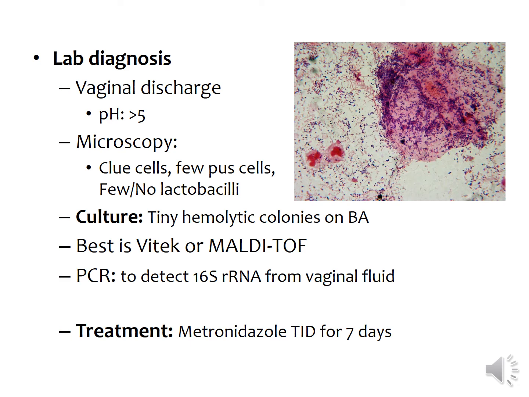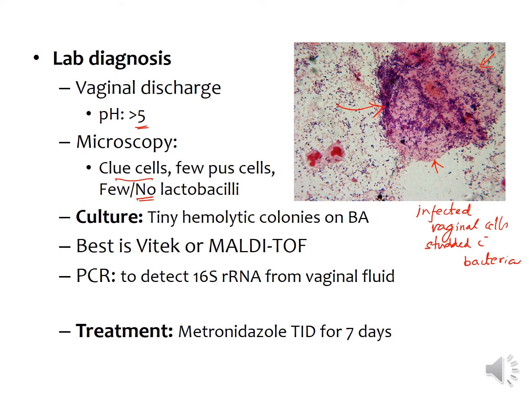The vaginal discharge is collected, and just like Trichomoniasis, here also the pH will be more than 5. On microscopy you can see clue cells. What are these clue cells? The infected vaginal epithelial cells studded with bacteria are known as clue cells. See, these are all clue cells. These violet colored things are nothing but the bacteria. Few or no lactobacilli are seen in this case.